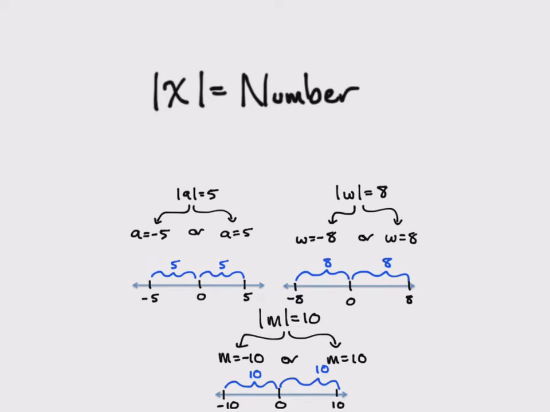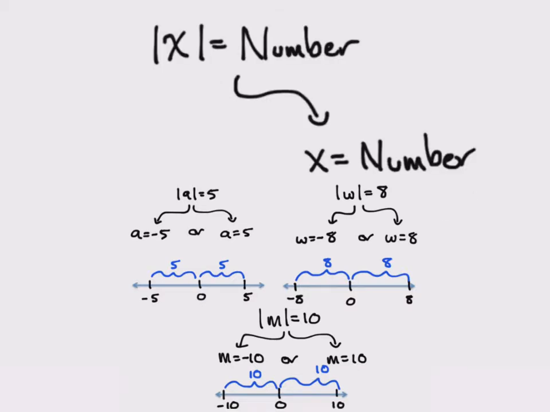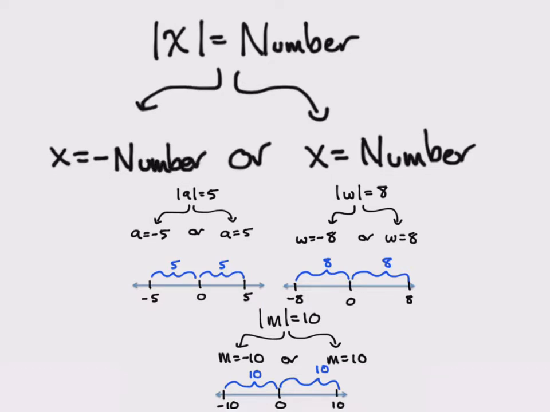And in general, to solve an equation of the form, the absolute value of some variable equals a number, we're going to split this equation into two separate equations. Either our variable could equal that exact number, or our variable could be equal to the negative of that number. Of course, this original number has to be non-negative because it's impossible to take the absolute value of anything and have it be negative.